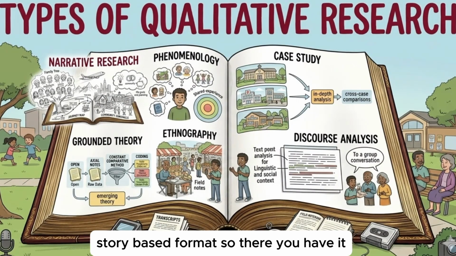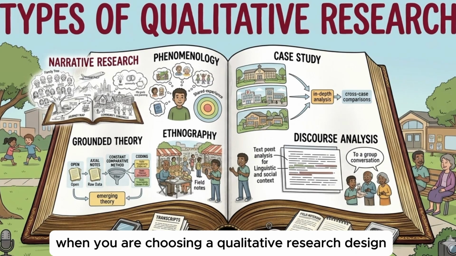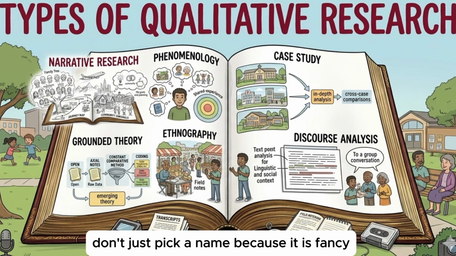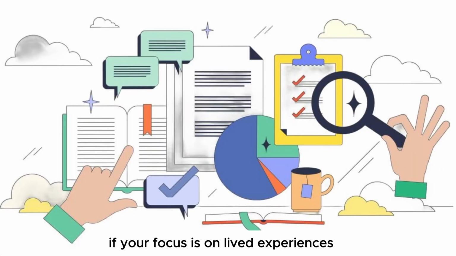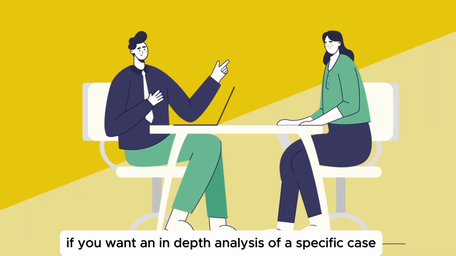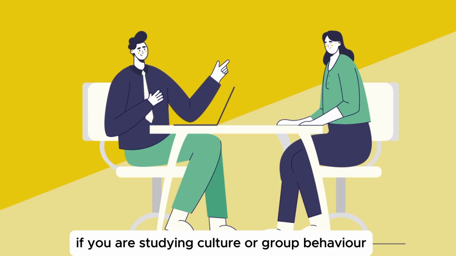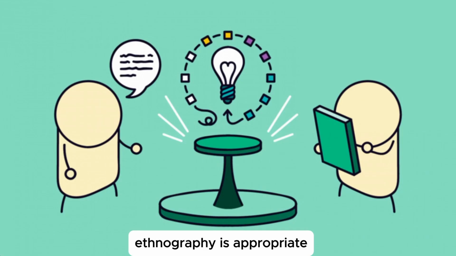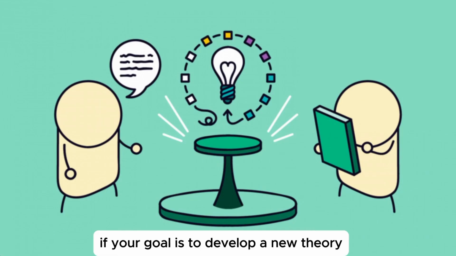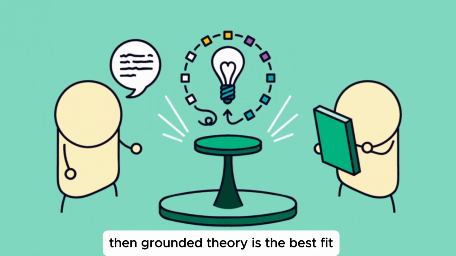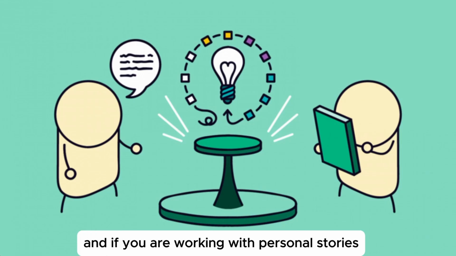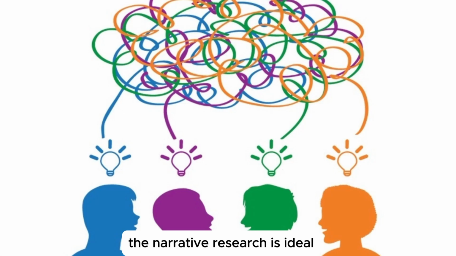So there you have it. When you are choosing a qualitative research design, don't just pick a name because it is fancy. Understand what it actually involves. If your focus is on lived experiences, then phenomenology is suitable. If you want an in-depth analysis of a specific case, then go for a case study. If you are studying culture or group behavior, ethnography is appropriate. If your goal is to develop a new theory, then grounded theory is the best fit. And if you are working with personal stories, then narrative research is ideal.